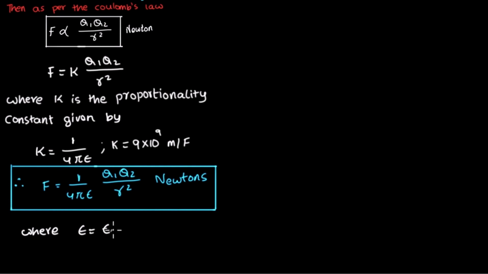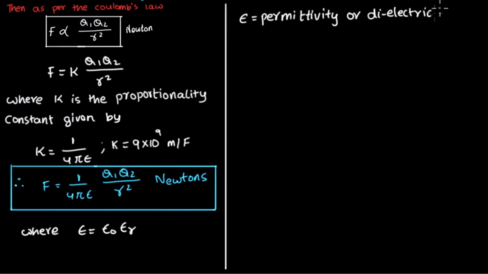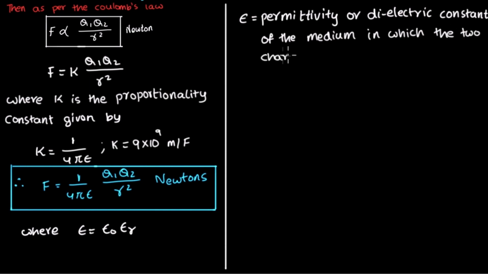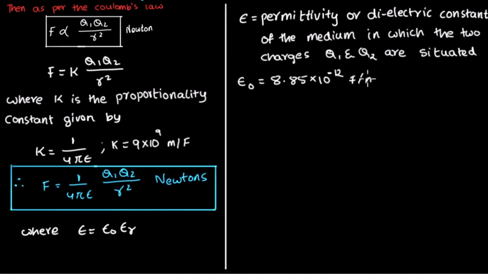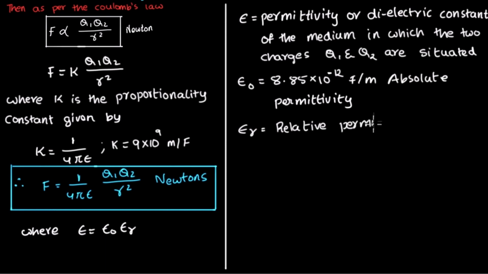where epsilon equals epsilon naught multiplied by epsilon r. Epsilon is the permittivity or dielectric constant of the medium in which the two charges, Q1 and Q2, are situated. Epsilon naught equals 8.85 times 10 to the power minus 12 F by m, which is the absolute permittivity. Epsilon r, on the other hand, is the relative permittivity of the medium, and epsilon r equals 1 for space or vacuum.